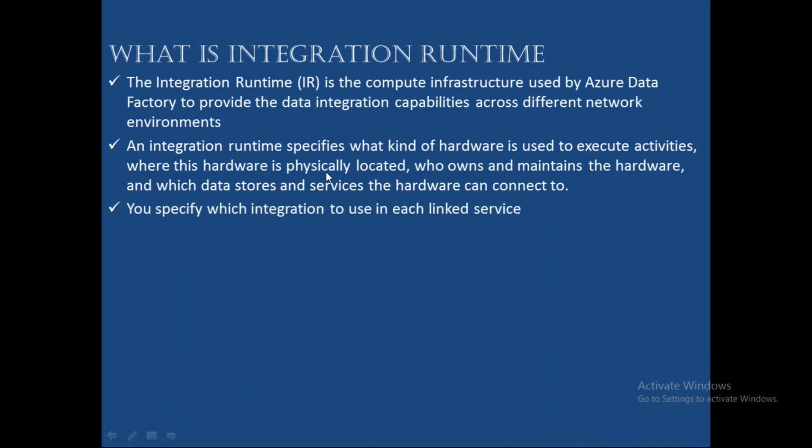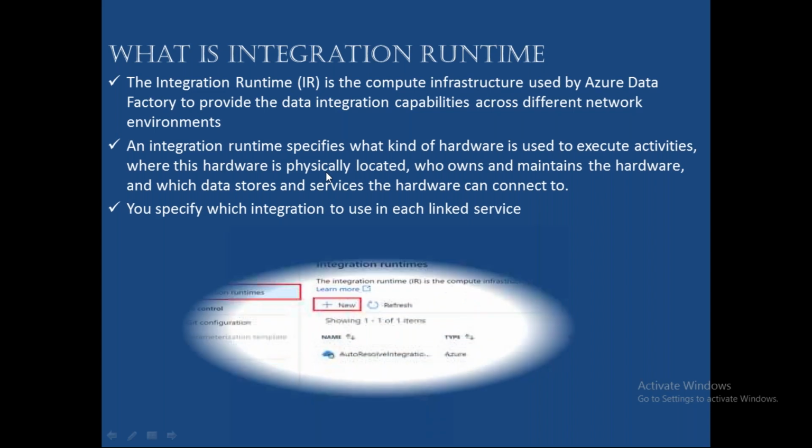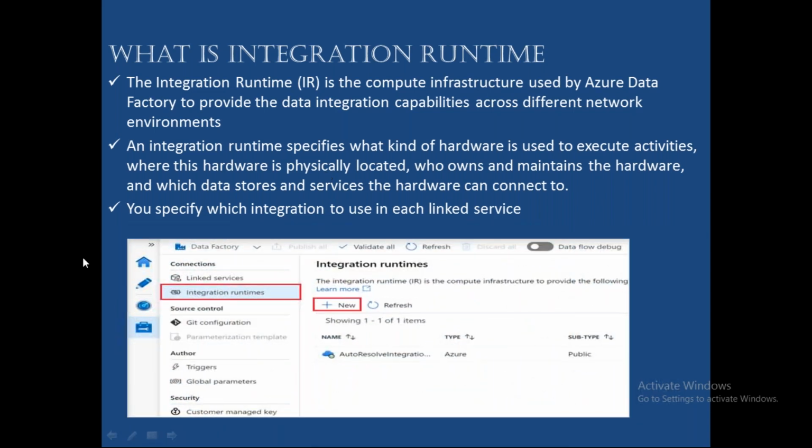Now you specify which integration runtime to use in each linked service. So where you are going to use this integration runtime, you are going to use it in a linked service. Next, you see here, this is the place where you will see an integration runtime. In Azure Data Factory, if you open it, you will have a Manage tab. In the Manage tab, you can see integration runtimes. If you want to create a new one, you have to click on this.